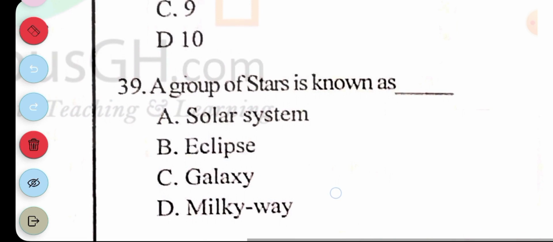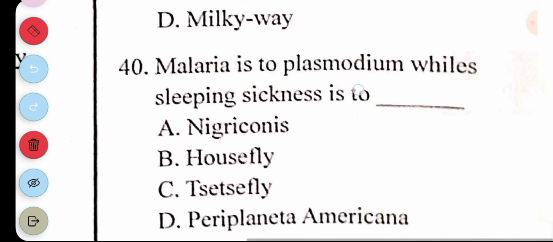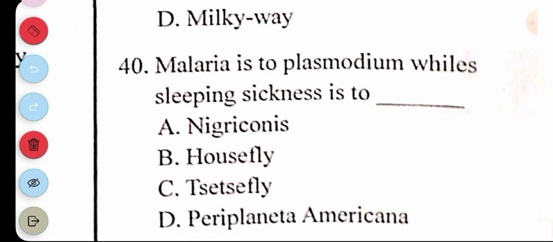Question 39. A group of stars is known as A. Solar system, B. Eclipse, C. Galaxy, D. Milky Way. The answer to 39 is C. Galaxy. Question 40. Malaria is to Plasmodium while sleeping sickness is to A. Nigriconis, B. Housefly, C. Cheshire, D. Periplaneta americana. And the answer to question 40 is C. Cheshire.